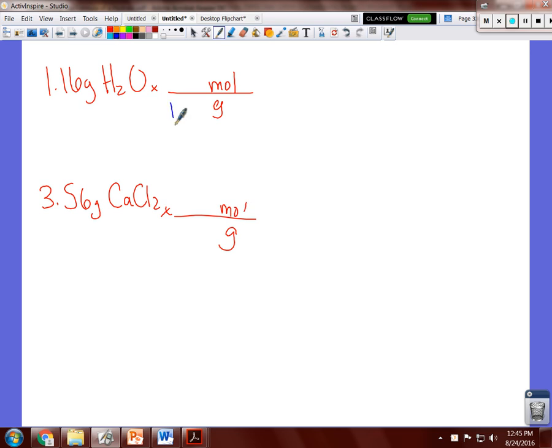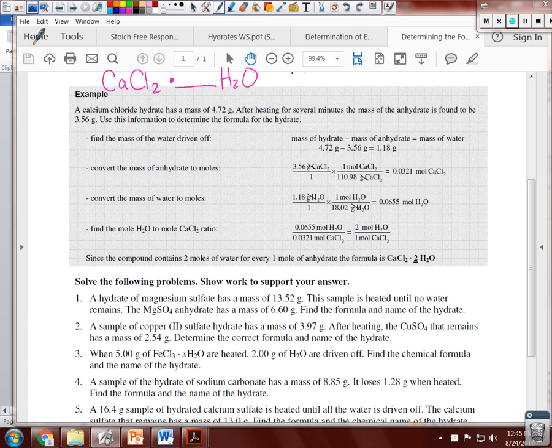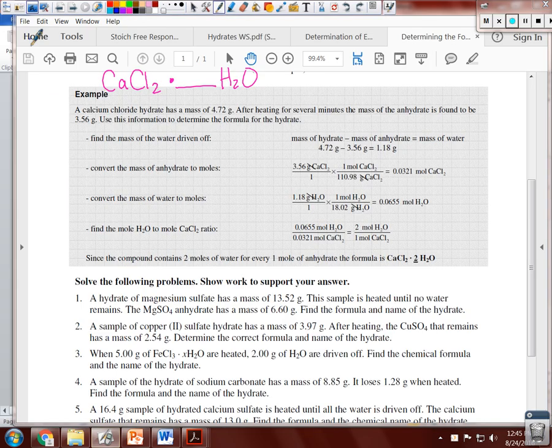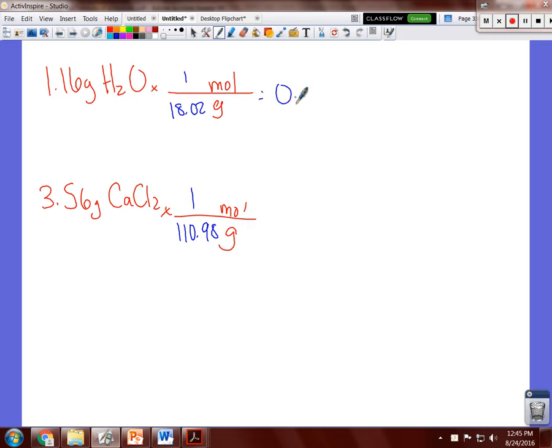I know that this is 18.02 into 1. Calcium chloride is 110.98. 110.98 in 1 mole. That gives me 0.0655, and 0.0321 mole. And I promise I'll move in a second. Moles of CaCl2.